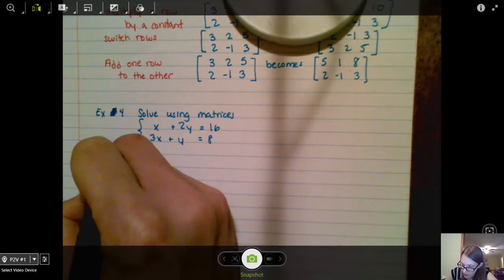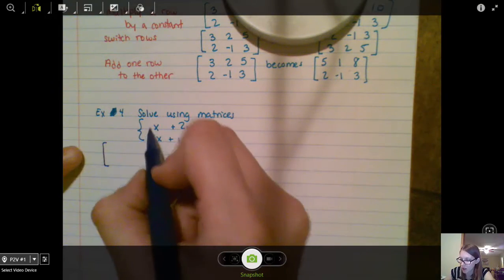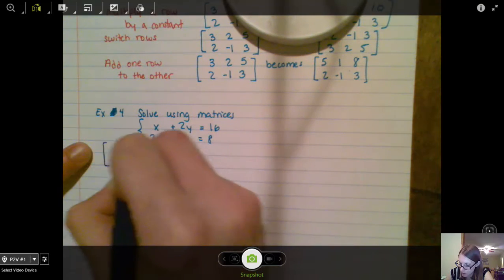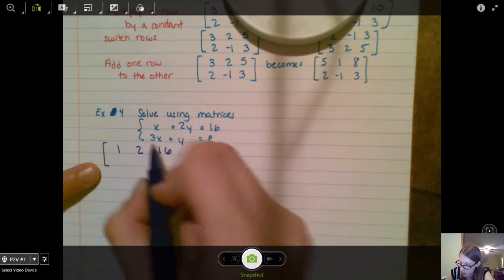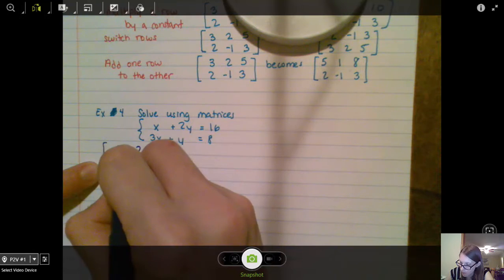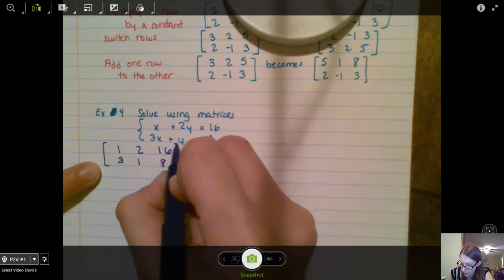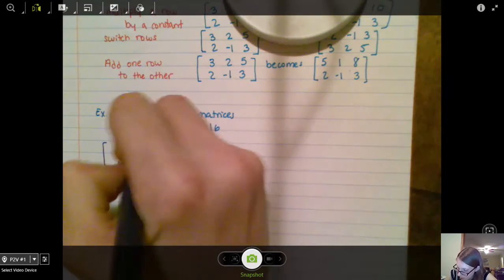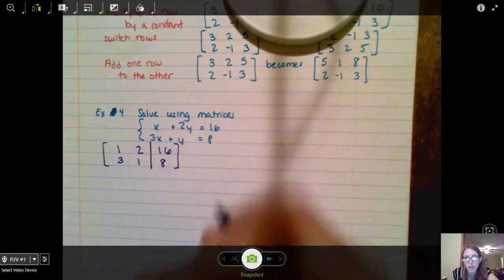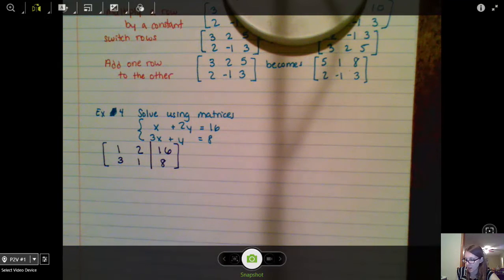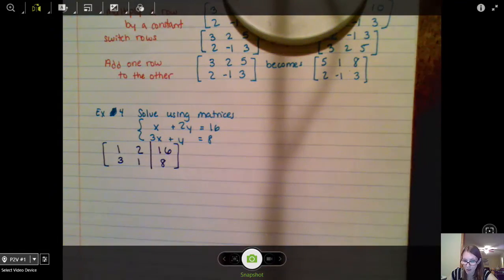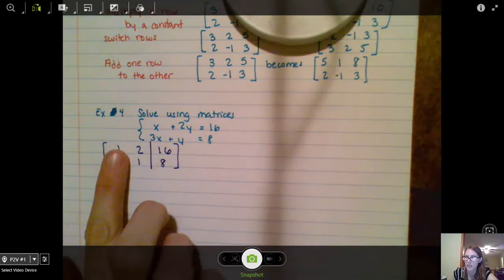And remember that our coefficients go in, not the variables. So I'd have 1, 2, 16, 3, 1, 8. I have a 2 by 3 matrix here, 2 rows, 3 columns. And I'm going to put my bar here also to show that's my equal sign. Now our goal, again, is to get ones diagonally and zeros everywhere else on the left side of this bar.